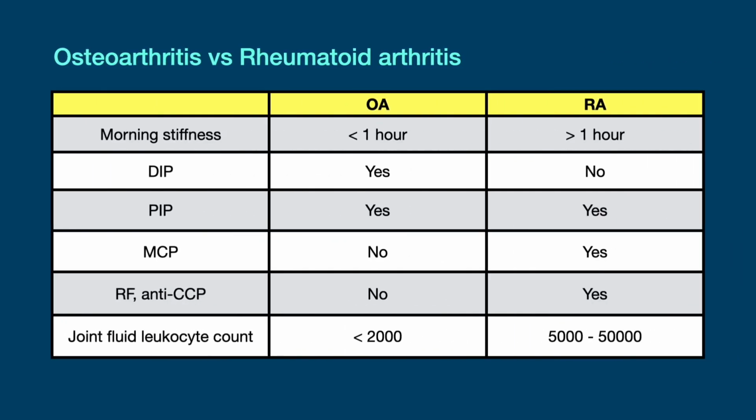Before we end, let's get on with a quick revision on the differences between osteoarthritis and rheumatoid arthritis. Osteoarthritis involves the distal interphalangeal joint and proximal interphalangeal joint, rarely affecting the metacarpophalangeal joint. Rheumatoid factor and anti-CCP antibodies are absent. Joint fluid leukocyte count is less than 2,000 cells. As for rheumatoid arthritis, the morning stiffness typically lasts more than an hour, and you would expect to see joint fluid containing 5,000 to 50,000 leukocytes per cubic millimeter.